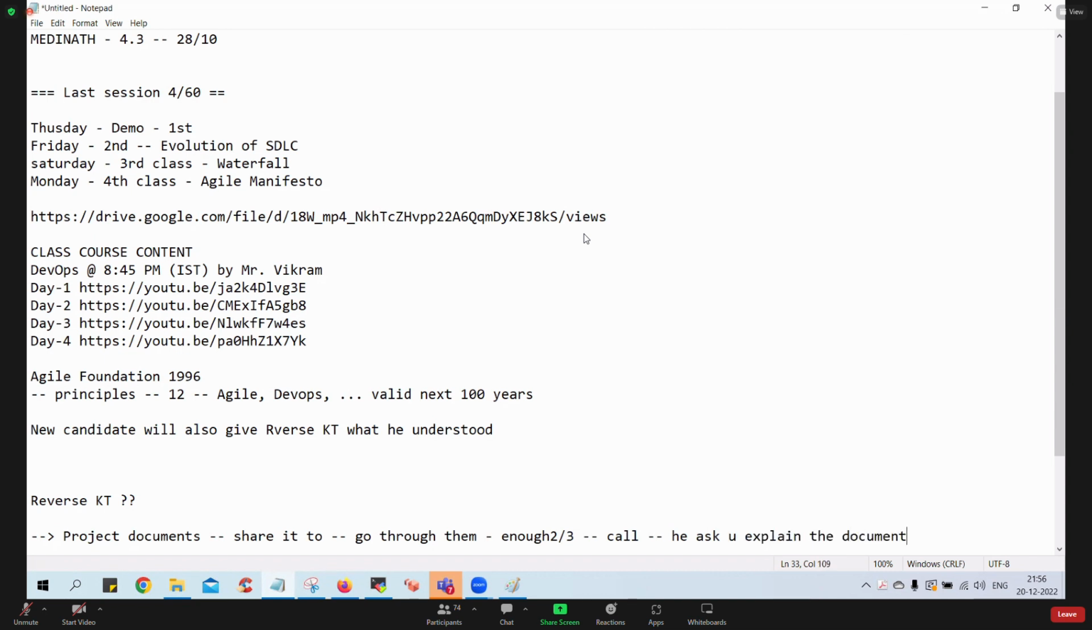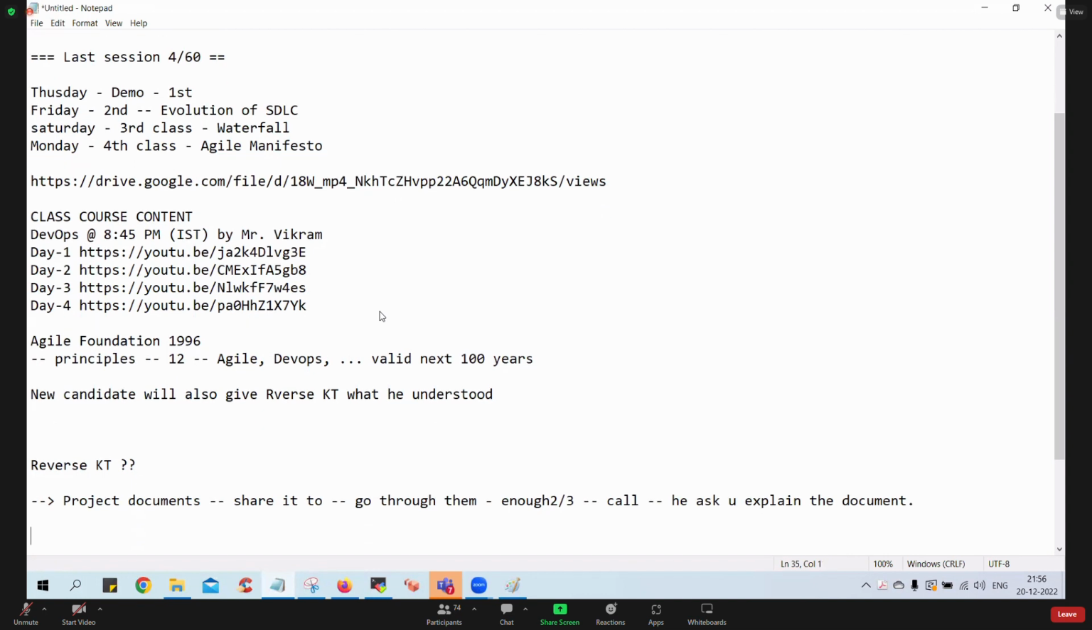You getting the point? So he will try to ask you what you understood from the document. Can you explain to me? So that is reverse KT. It forces the candidate to make sure that you are learning the documents, and at the end of the day, 2 or 3 days, you have to understand well and explain to them in a call or conference room. Here the benefit is the manager or team lead can analyze the candidate's ability.